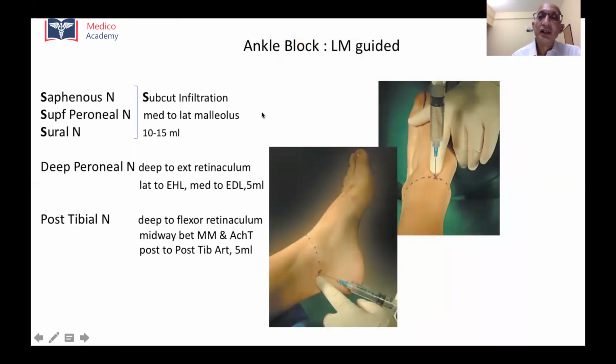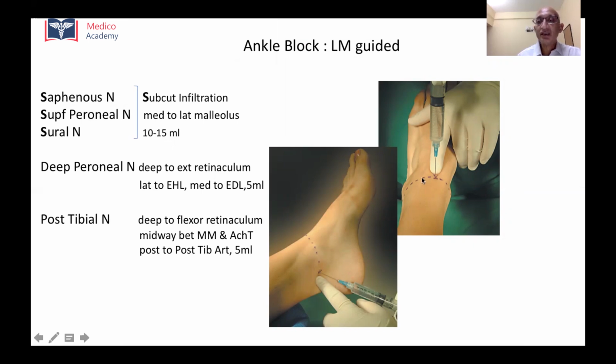So the landmark guided ankle block is quite a simple technique. We have to do just 3 injections to target these 5 nerves. The easy way to remember is that 3 S's can be covered by a 4th S, that is saphenous nerve, superficial peroneal nerve, and sural nerve. They can all be covered by a single subcutaneous infiltration from medial to lateral malleolus of about 15 ml of local anesthetic in a circumferential manner.